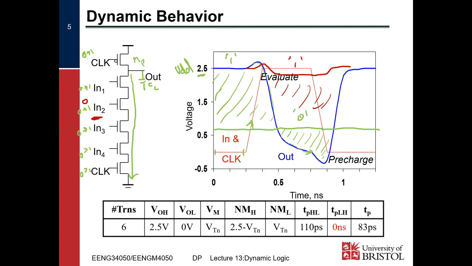So let's define some timing metrics and some voltage metrics. Here we've got a 6 transistor circuit. We've got our 4 inputs plus our evaluate and pre-charge transistors. So n plus 2 is equal to 6. Therefore, n was 4. We've got 4 inputs.